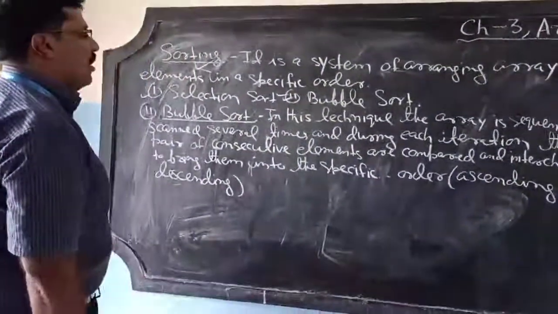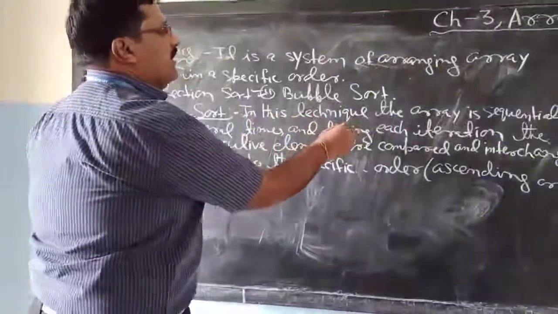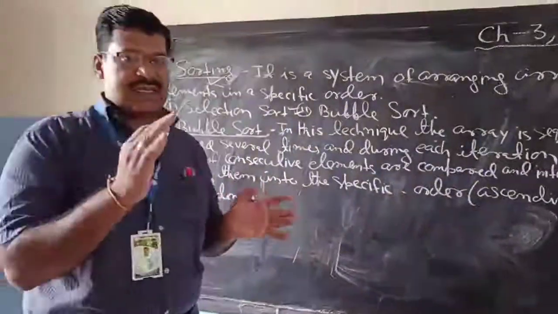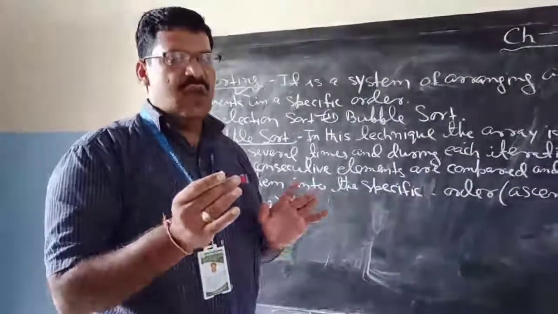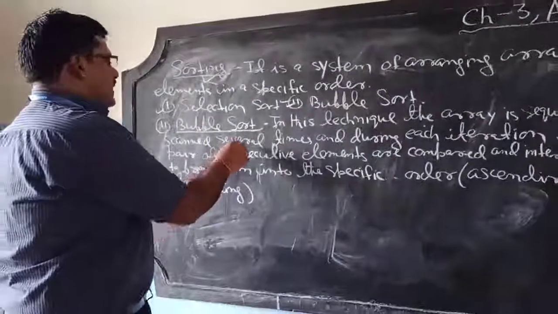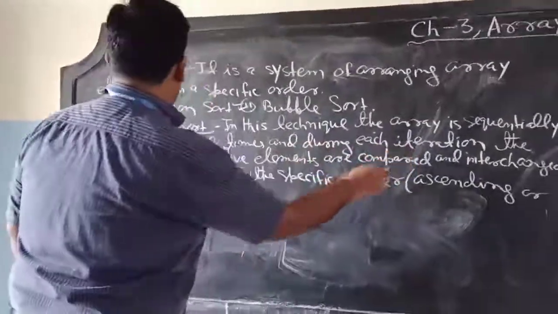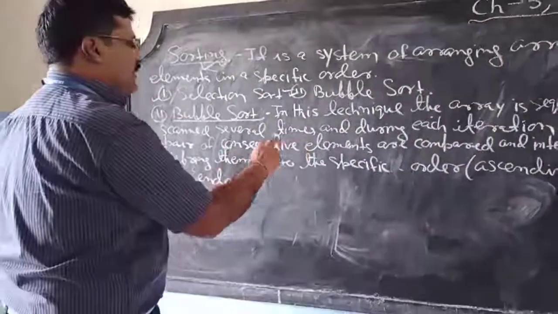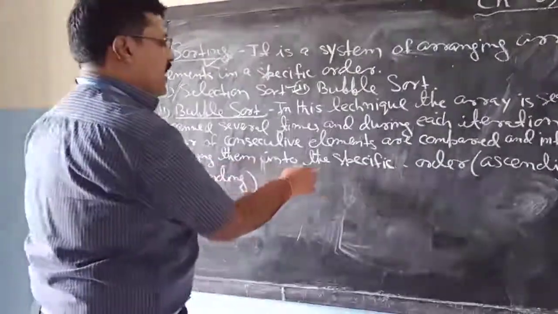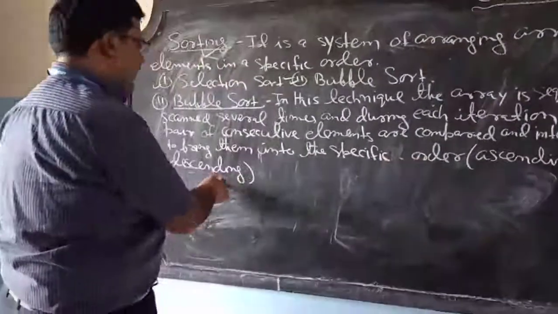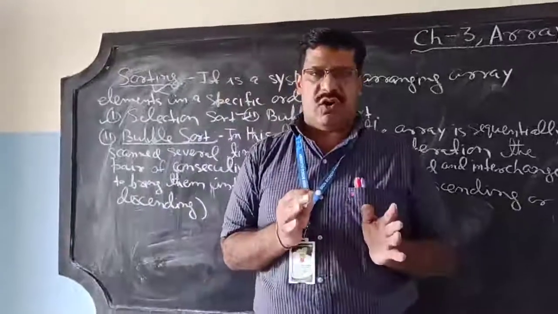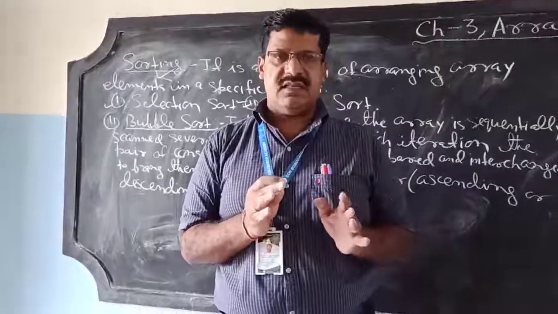So what is a bubble sort? In this technique the array is sequentially scanned. Sequentially scanned means one number is compared with another several times, and during each iteration the pairs of consecutive elements are compared and interchanged to bring them into the specific order, that is ascending or descending. It is a very popular sorting technique for arranging data.